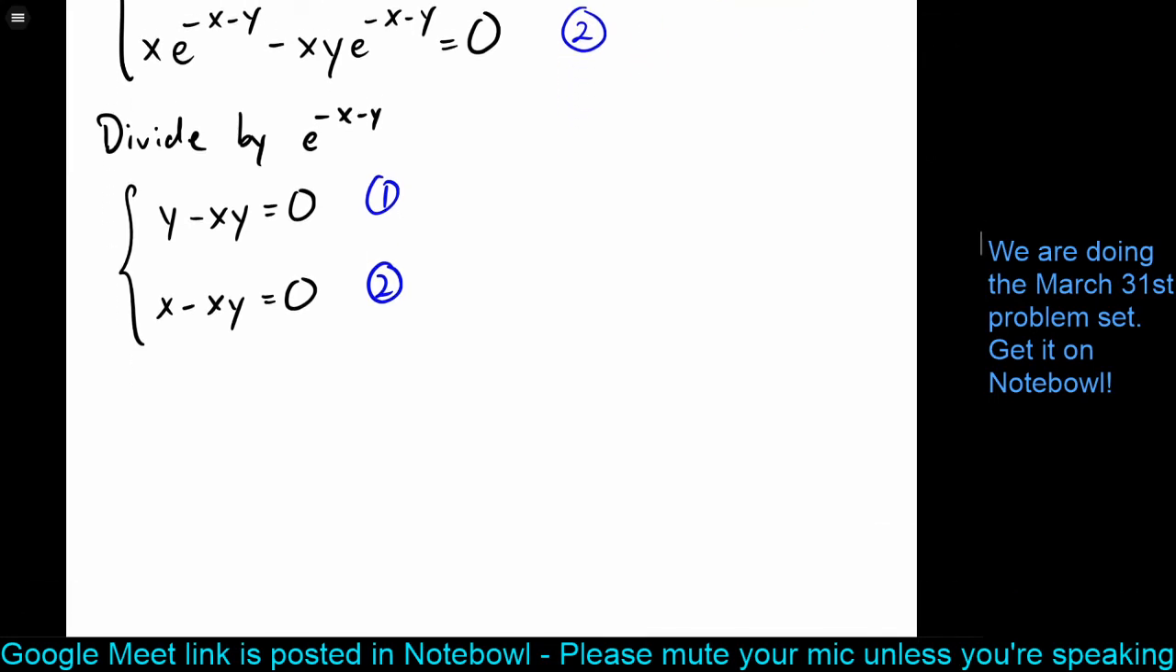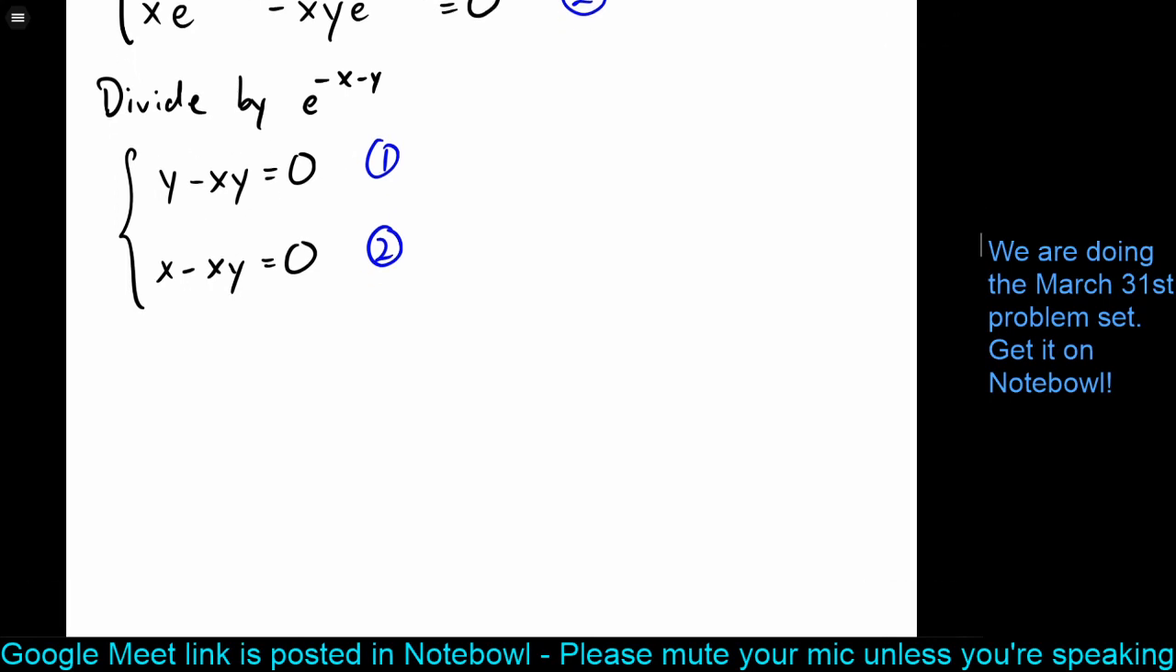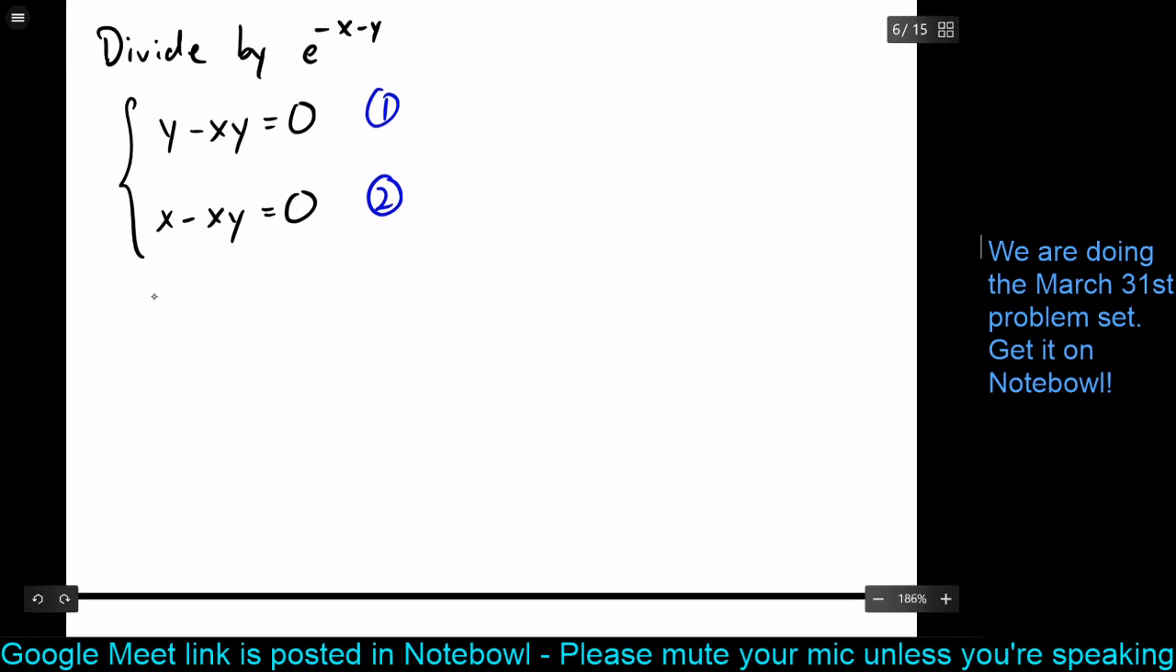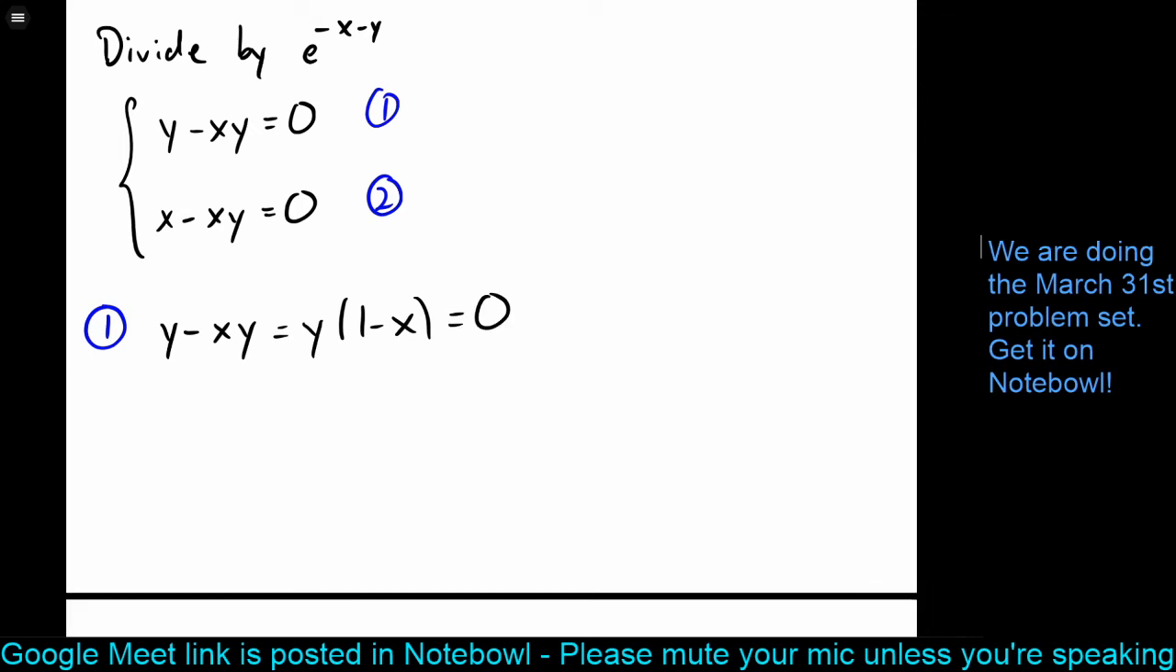So the way I like to approach these is, I'm going to take this first equation, and we're going to solve that. See, in what ways can that be 0? All right? So equation 1 here, y minus xy, we can factor out the y, get 1 minus x, and then this is equal to 0. This tells us that either y is 0 or x is 1. In both of those ways, we can get that first equation to equal 0.